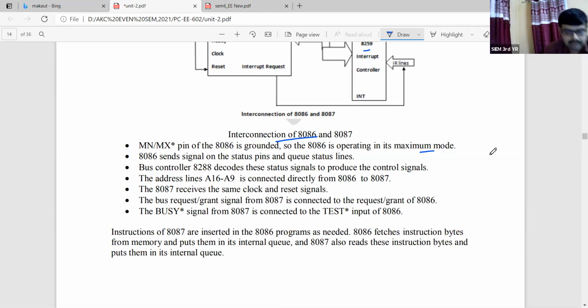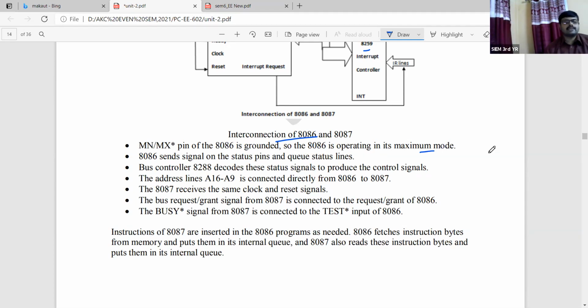That means we are talking about this particular connection when we are operating the 8086 in the maximum mode of operation. We know that when we go for the maximum mode of operation, there is a precondition that this particular combination will be called the maximum mode of operation. So the MN/MX bar pin of the 8086 should be grounded, and the 8086 is operating in its maximum mode.